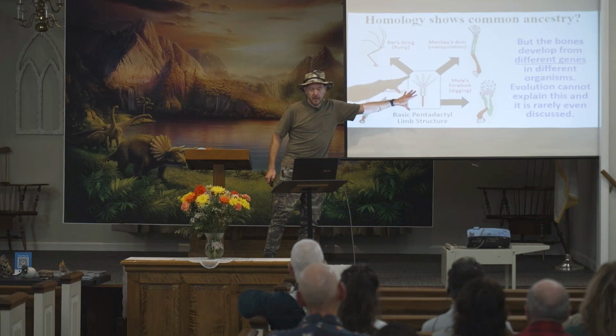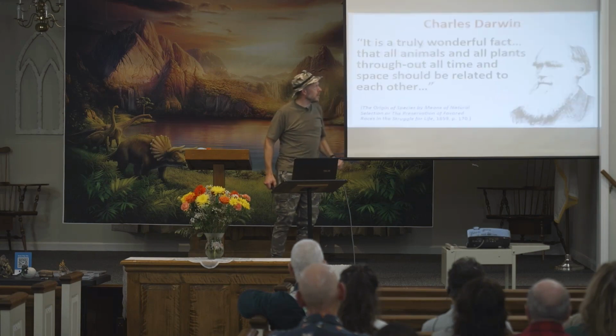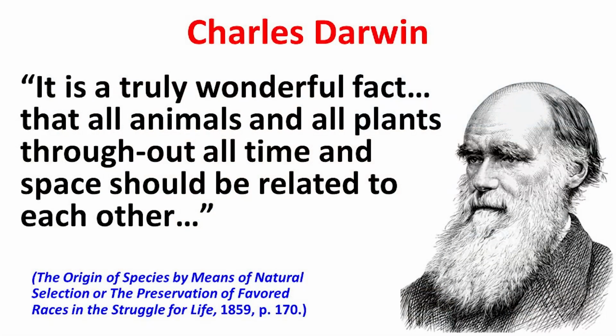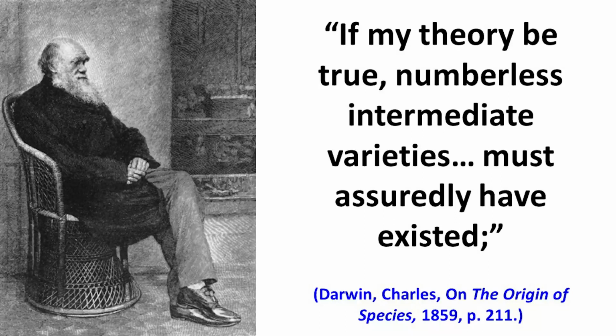They would say, well, they all had a common ancestor. And in fact, this goes all the way back to Darwin, right? He says it's truly a wonderful fact that all animals and plants throughout all time and space should be related to each other. And he said very clearly, if my theory be true, numberless intermediate varieties must assuredly have existed. Now, we already told you that they haven't found them. They haven't found these in-betweens, that we don't have the fossils for all these. But they talk about a tree of life.